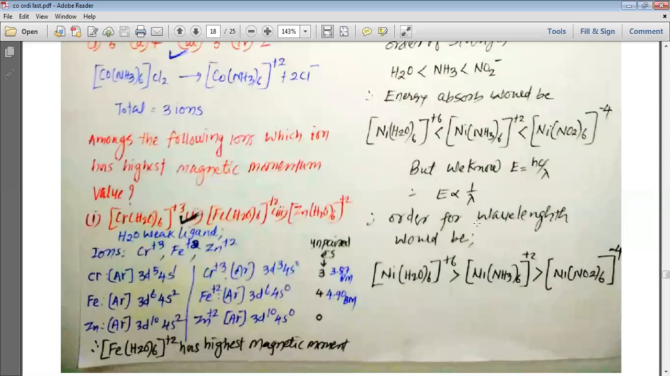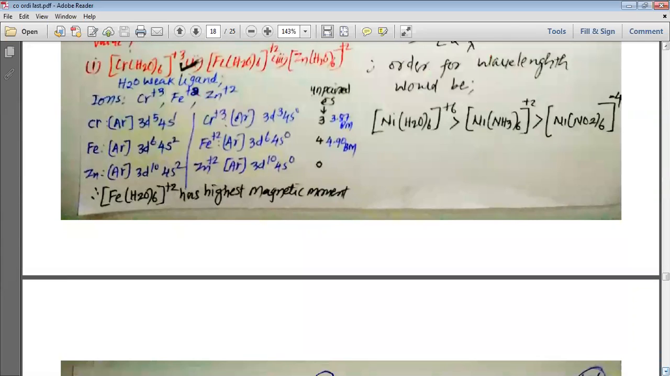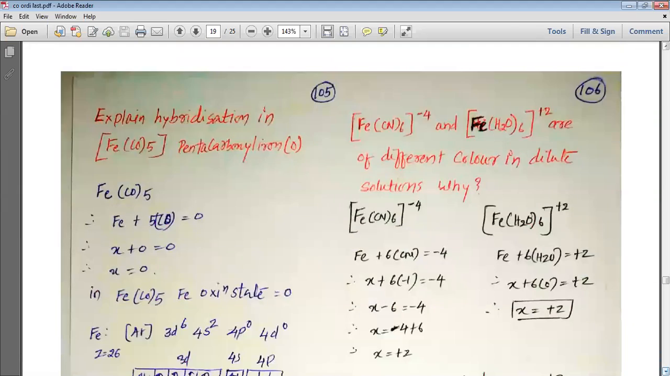So that means the order of wavelength will be exactly reversed, because energy is inversely proportional to the wavelength. Therefore, the order of wavelength can be written exactly inverted, and that is why the wavelength absorbed in [Ni(H2O)6]2+ would be more than [Ni(NH3)6]2+, which would be more than [Ni(NO2)6]4-, and this is how we can answer any such question if it is asked in the exam.